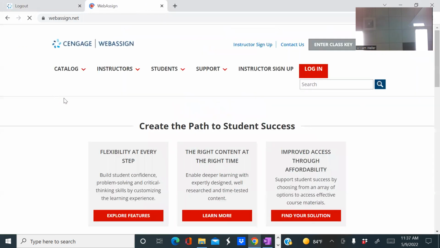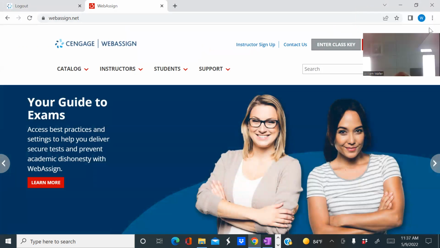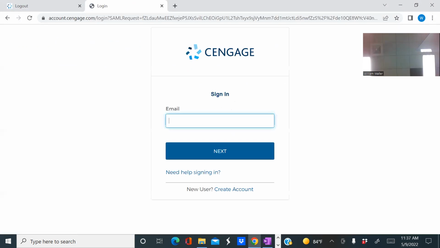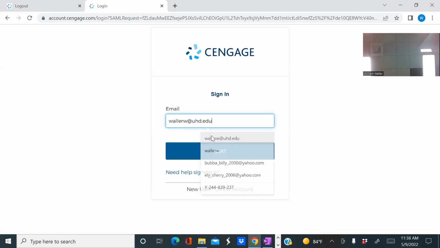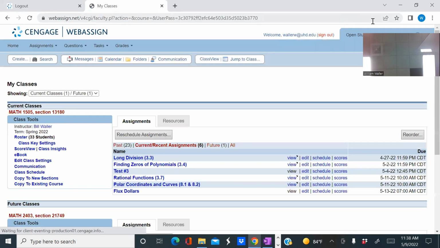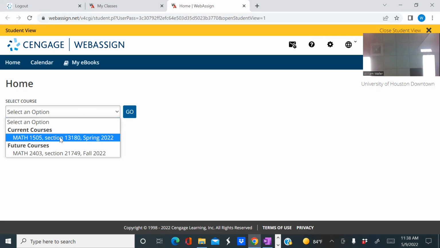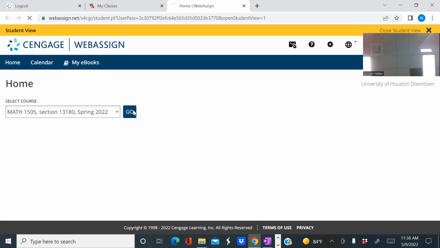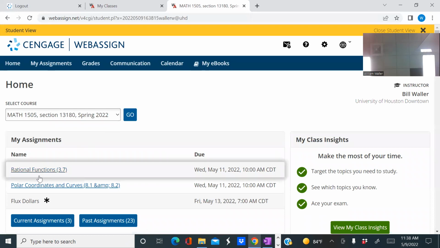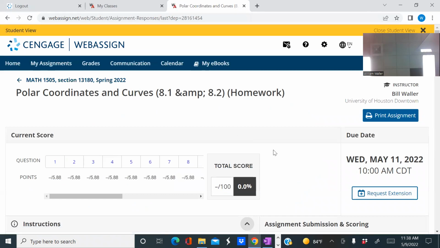Let's try logging back into WebAssign. I just want to look at the polar, well, maybe also the, let's look at the polar coordinate homework first.